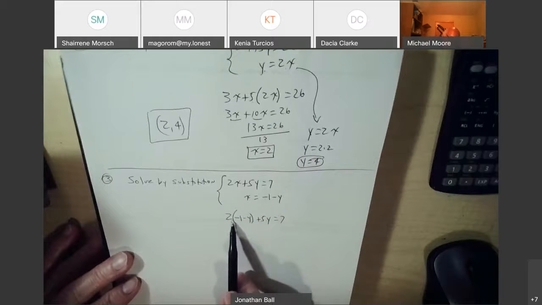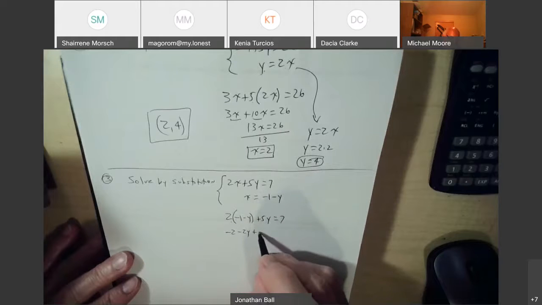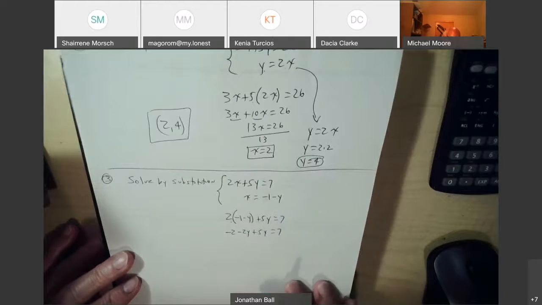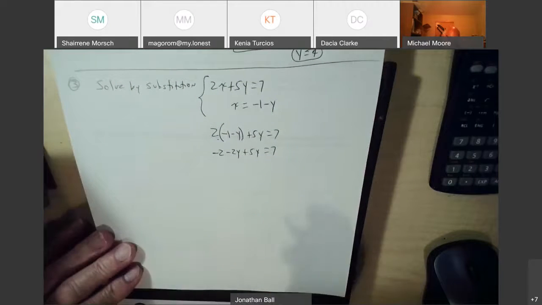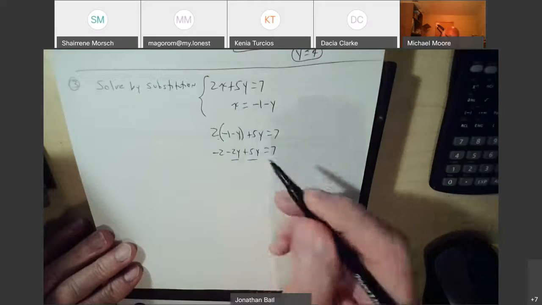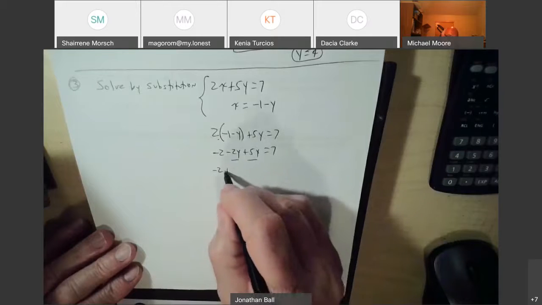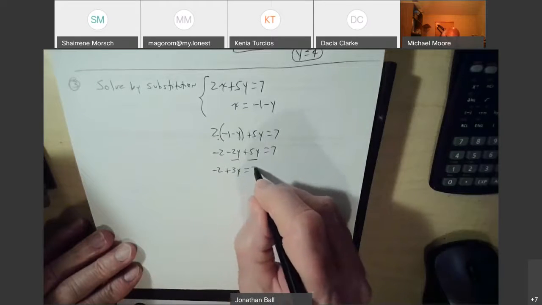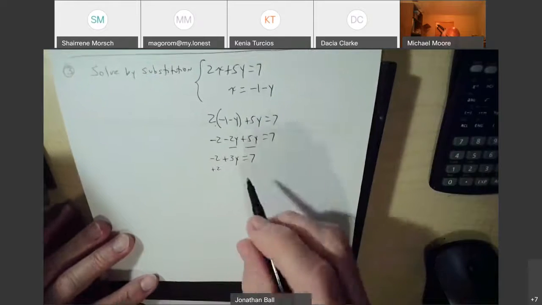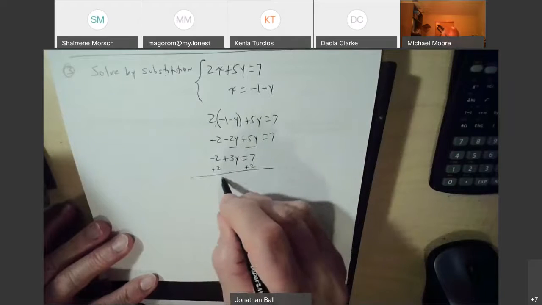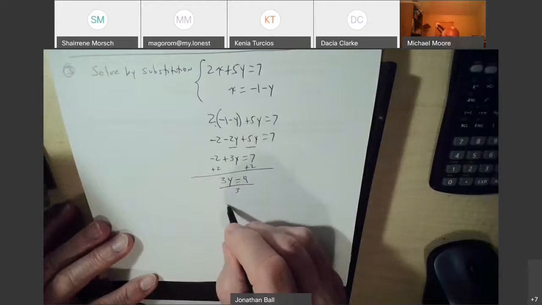Now we distribute the 2 over all this misery in here. We get -2 minus 2y plus 5y equals 7. Combine like terms. So we get -2. -2y plus 5y is a positive 3y equals 7. First, we get rid of addition subtraction. So we add 2 to each side. 3y equals 9. Divide by 3. Y is 3.